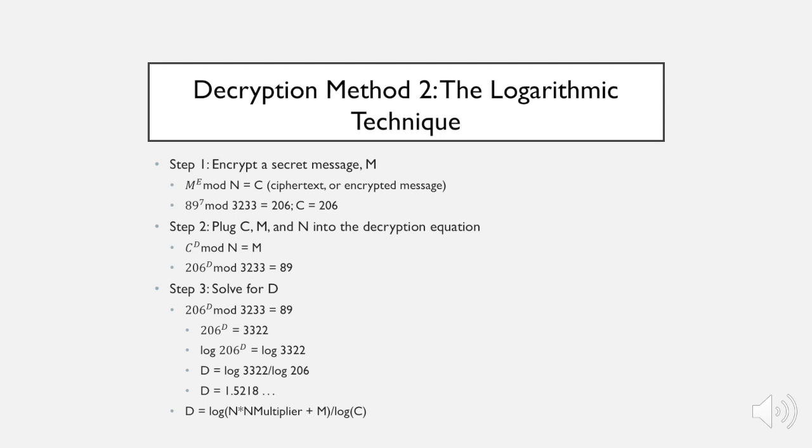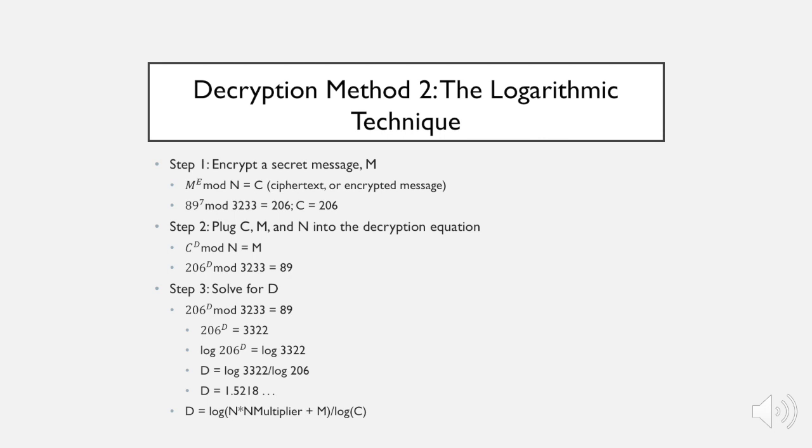6466 plus 89 is 6555. Thus, 6555 mod 6466 is equal to 89. So the message interceptors can set 206 to the d power to 6555 and solve for d.